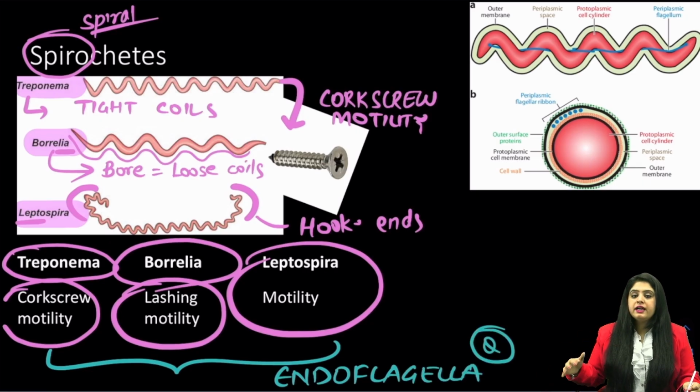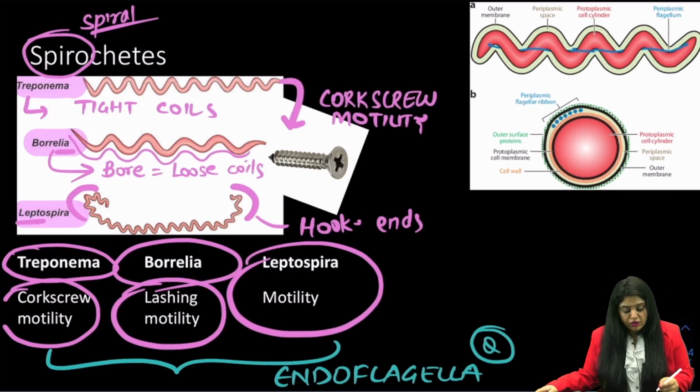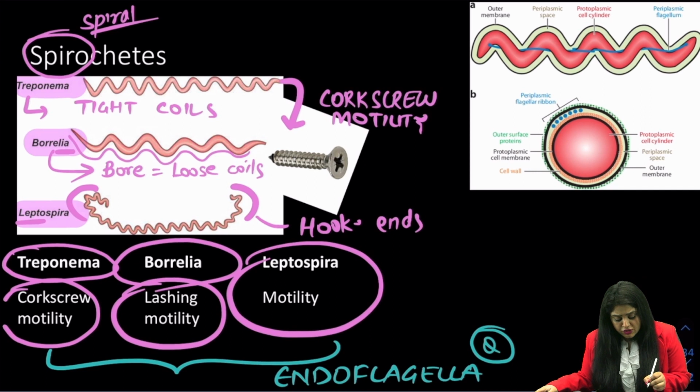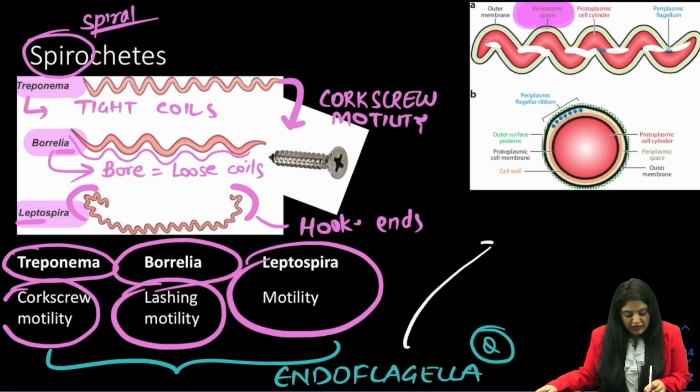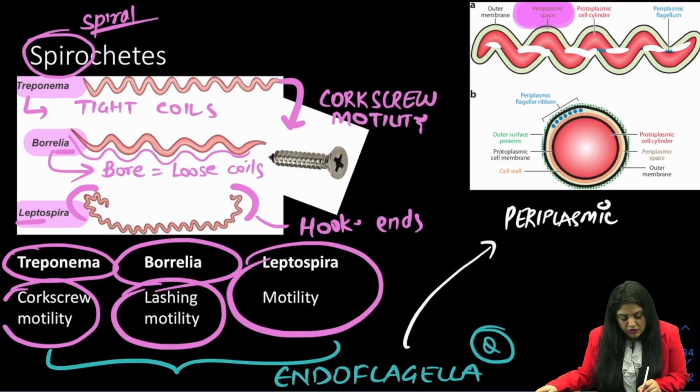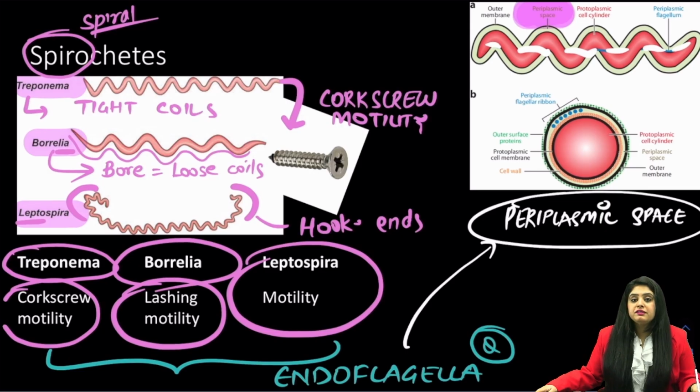Everywhere I say motility, I understand that there is a flagella. But here it is an endoflagella. Endoflagella means what? You don't have to know the picture on the right. I just want to tell you that endoflagella is present in this space. Can you see these blue and white lines hiding? Endoflagella is hiding in the periplasmic space. That is a general micro question that you have. It is endoflagella in the periplasmic space.